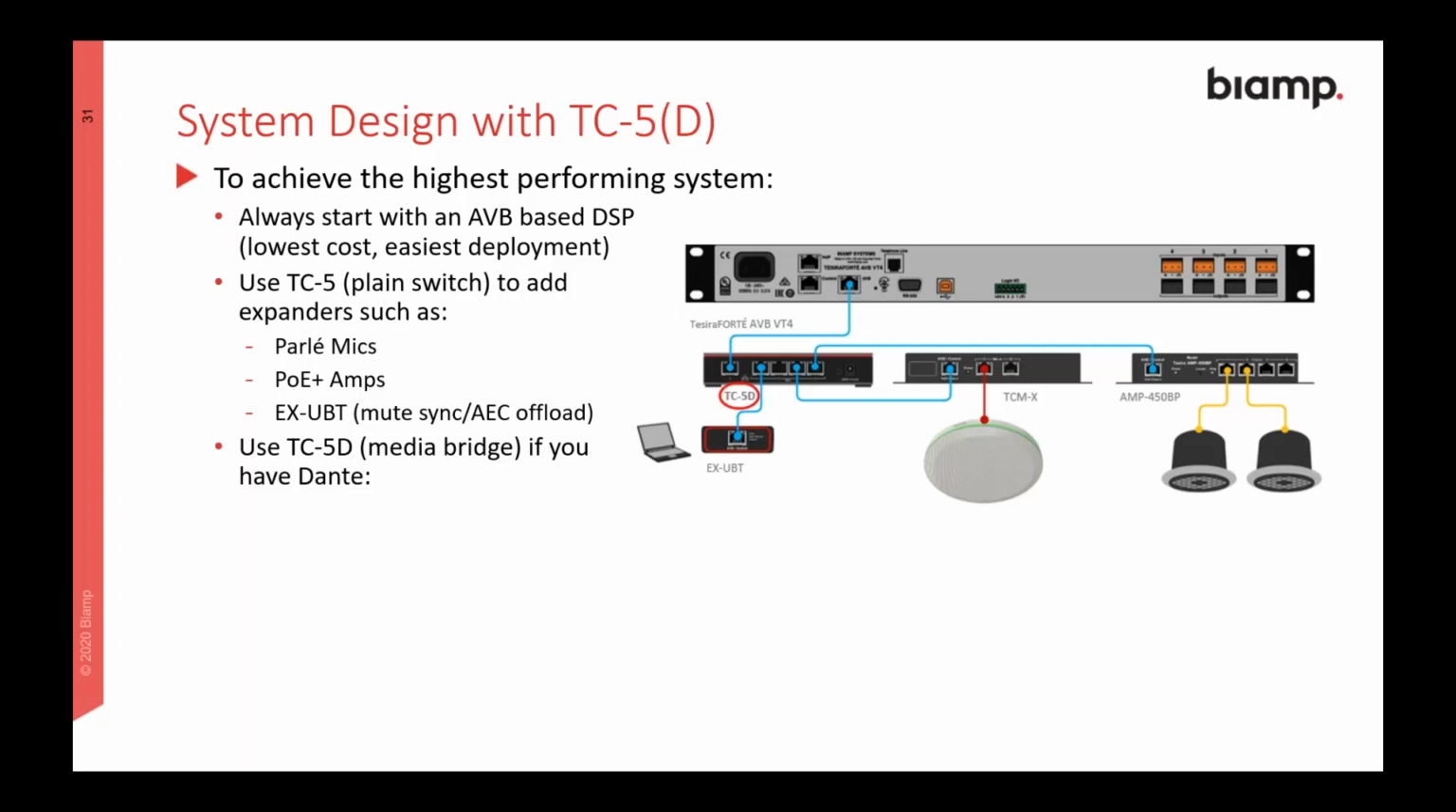In media bridge mode, of course, you have to use the TC5D, which has the dual AVB and Dante interfaces. So to this AVB system that you're setting out to design, if you wanted to add Dante, you can simply replace the TC5 with the TC5D and then connect a Dante device directly, or you can connect an extended network which carries Dante traffic.